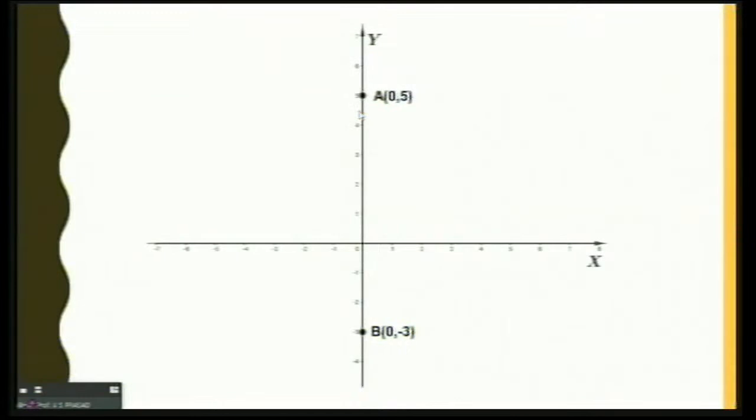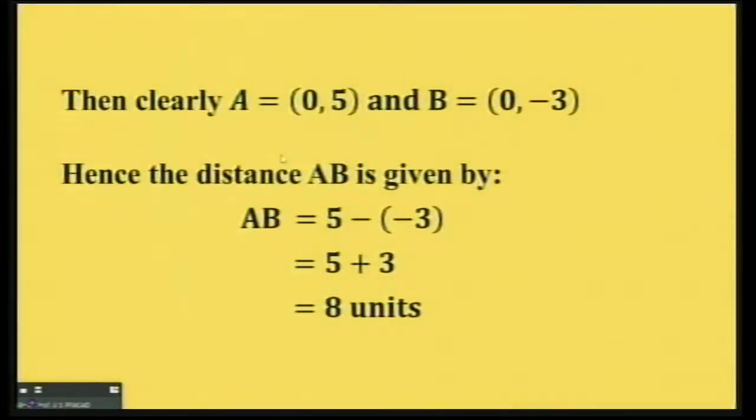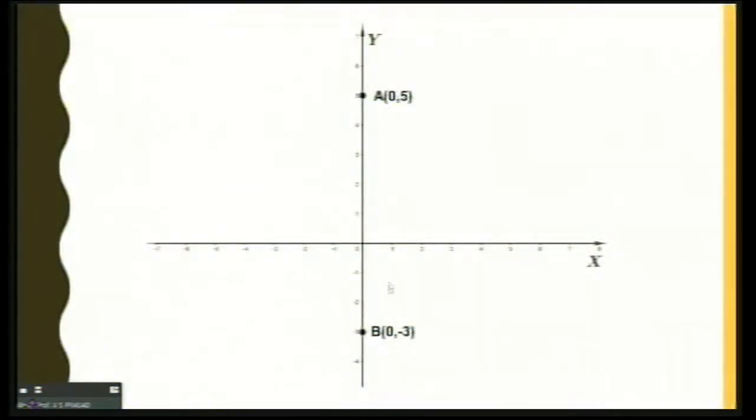In the figure you can easily understand, A denotes the point on the y-axis which has the coordinates 0 comma 5, and B denotes the point below which has the coordinates 0 comma minus 3. Then clearly A is equal to (0, 5) and B is equal to (0, -3). Therefore the distance AB is given by the difference between their ordinates. Therefore 5 minus of minus 3, that means 5 plus 3, that becomes 8 units. So the distance between the points A and B is 8 units.